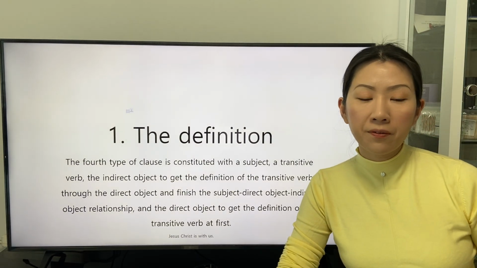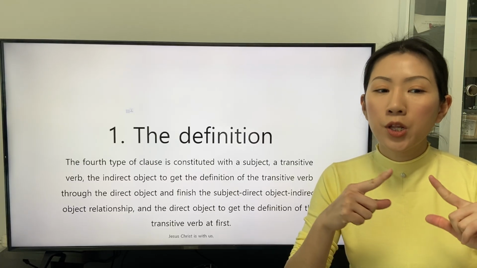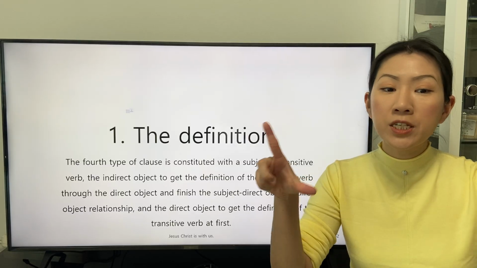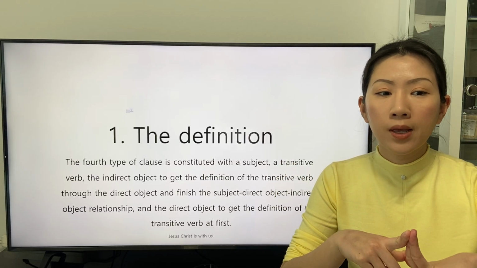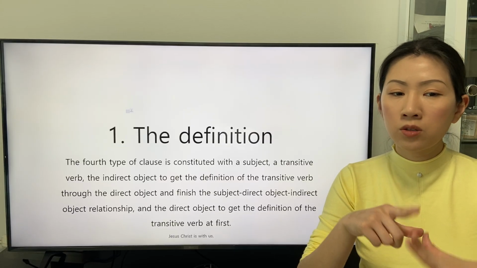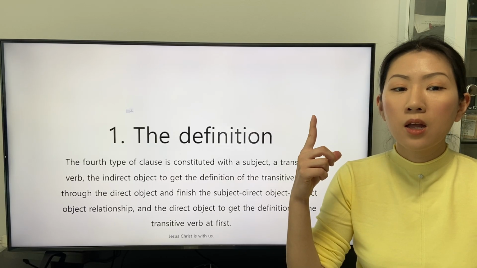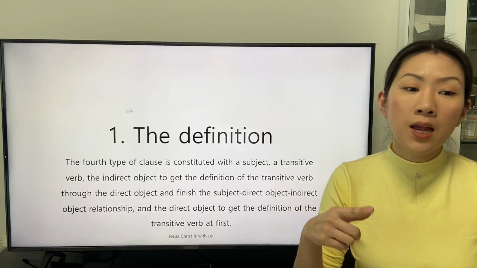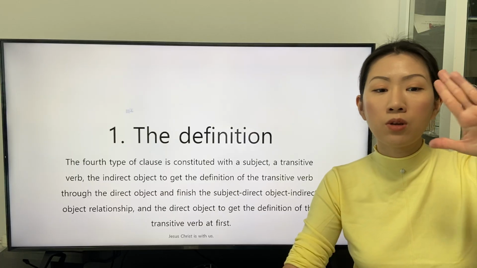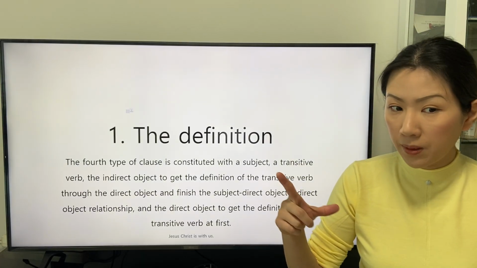The first type of clause is constituted with a subject, a transitive verb, the indirect object to get the definition of the transitive verb through the direct object, and finish the subject-object relationship. The subject, direct object, indirect object relationship, and the direct object to get the definition of the transitive verb at first.